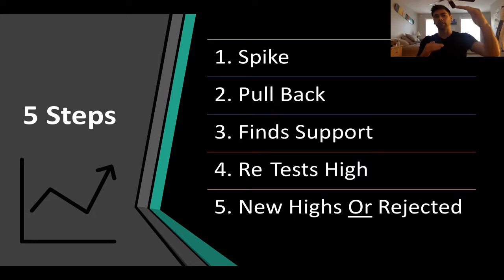Now, it works the same way in reverse. It could be a 1 drop, a 2 pullback, same thing. 3 finds resistance, 4 retests the lows, and then 5 is rejected at the lows, finding support, or makes new lower lows, right? So it can go both ways, but for the purpose of this video, we're going to be doing the upward version, okay?